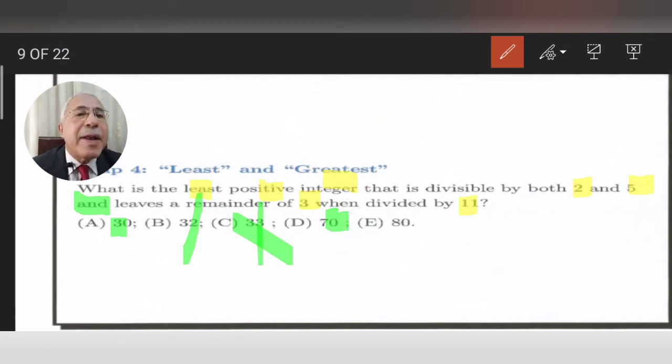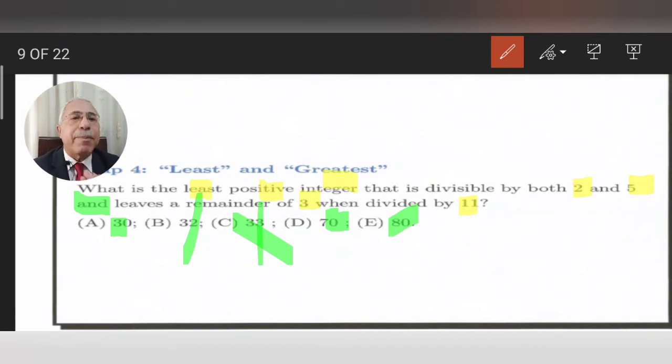Okay, now the next one, 80. Is it divisible by 2? Yes, because the unit is 0. Is it divisible by 5? Yes, because the unit is 0, so this is required. So now I cancelled answer number B and answer number C. I have A, D, and E.